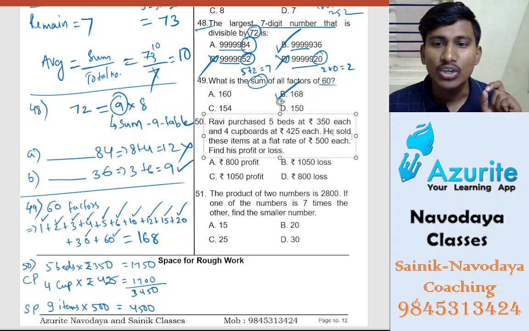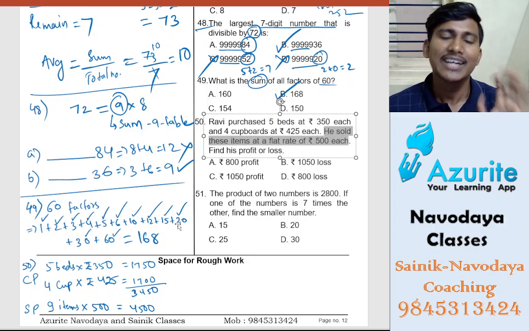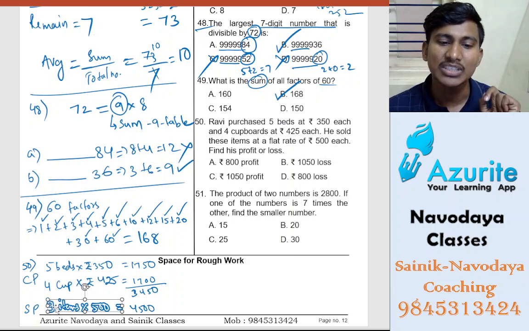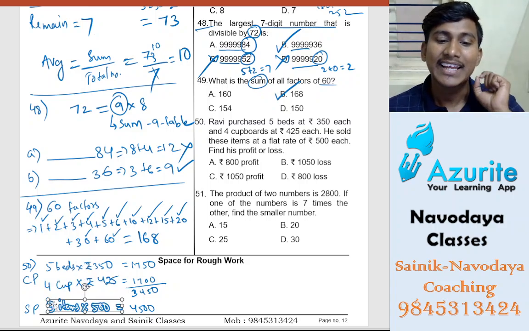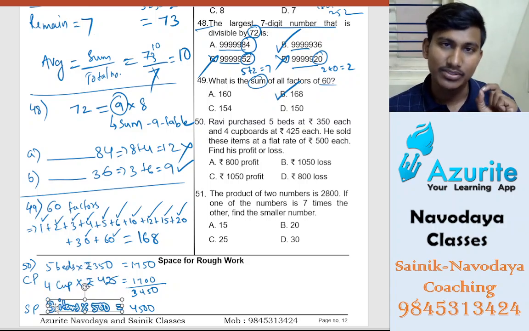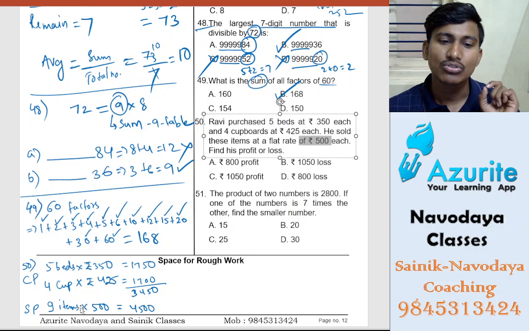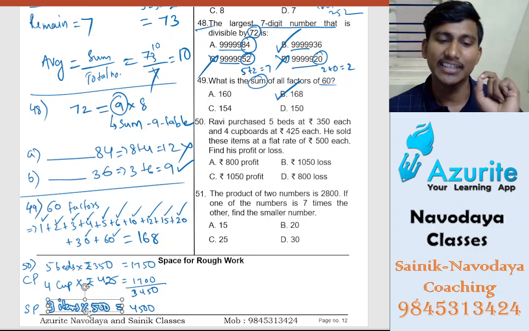Now he sold these items at the flat rate of 500. At the flat rate of 500 means, how many total items are there? Here 5 beds, 4 cups. 5 plus 4, 9 items. Total 9 items, right? So now he is selling at 500 rupees each. That is 9 items, each is 500. So 9 into 500 will be 4500.